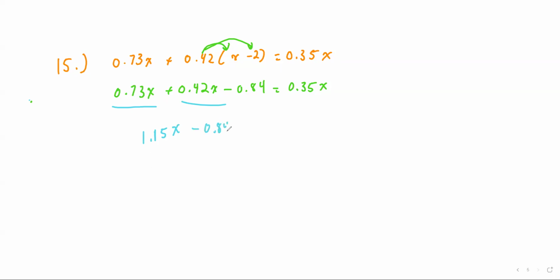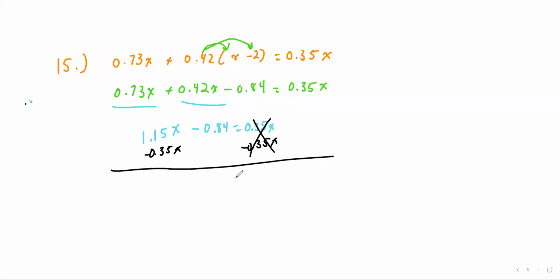Minus 0.84 equals 0.35x. Get all my x's to one side. Again, 0.35 is smaller than 1.15, so I'm going to subtract 0.35x on both sides. This right here gets canceled, but I still have a 0 as a placeholder. 0.84. And then 1.15 minus 0.35, so 15, 20, 80. Get 0.80x. And then now I'm just going to finish it off.